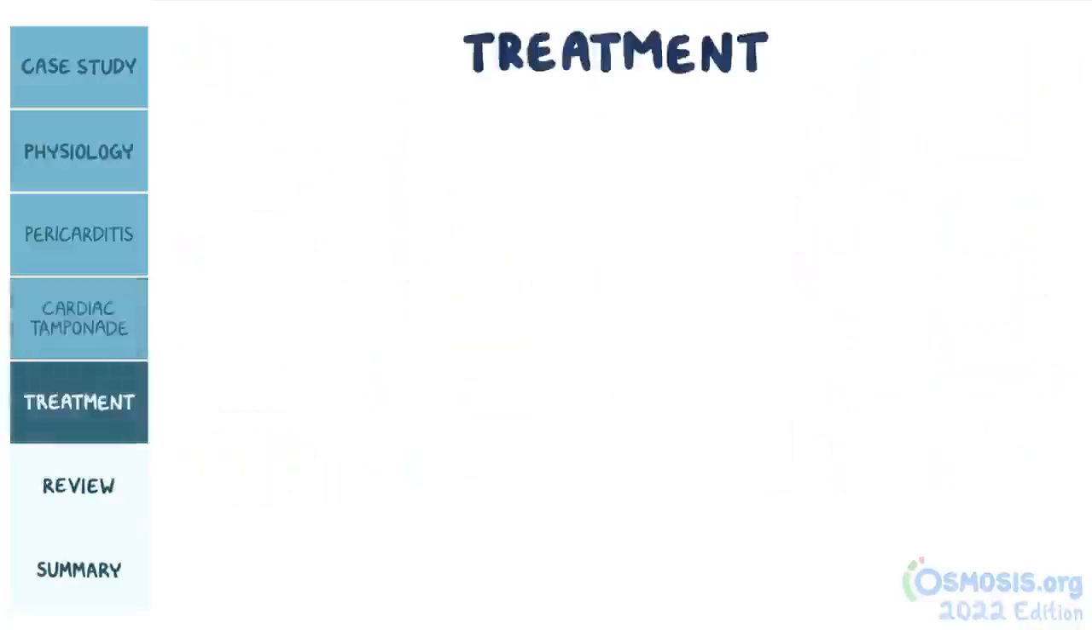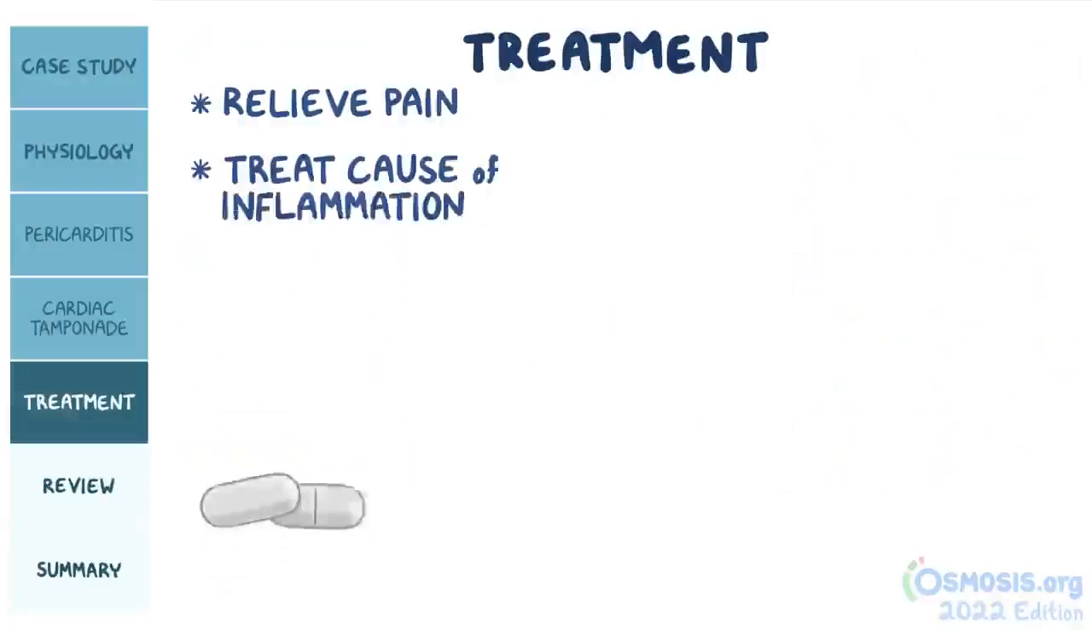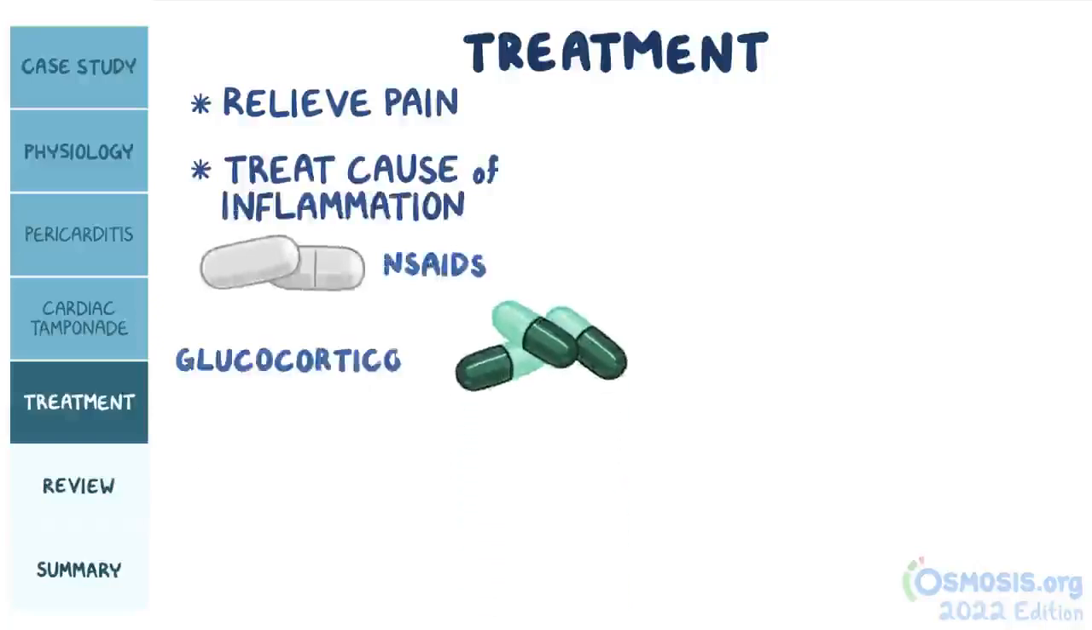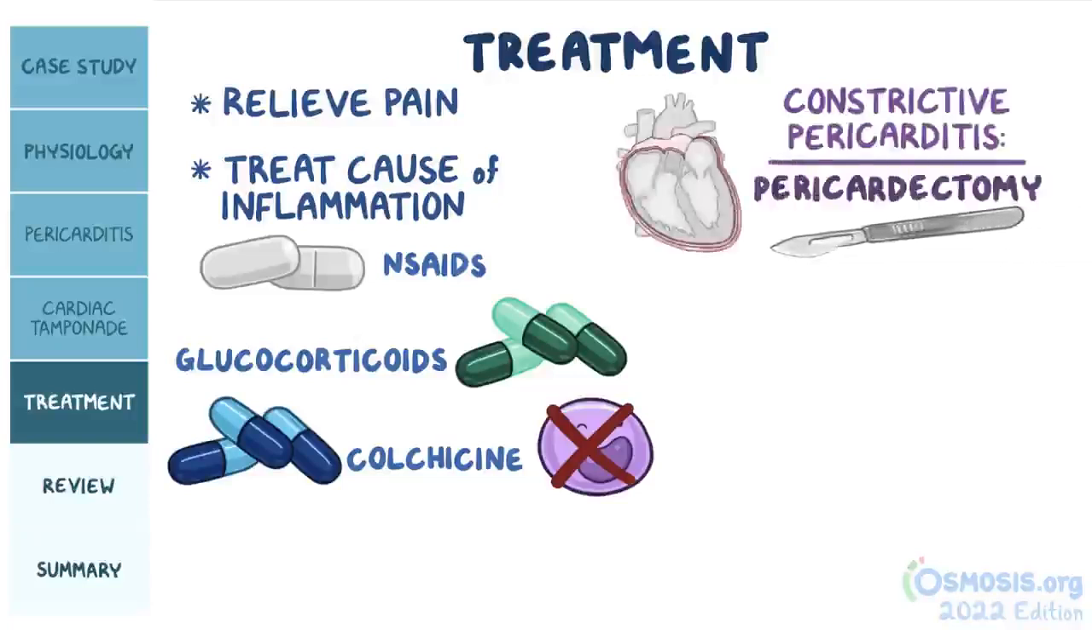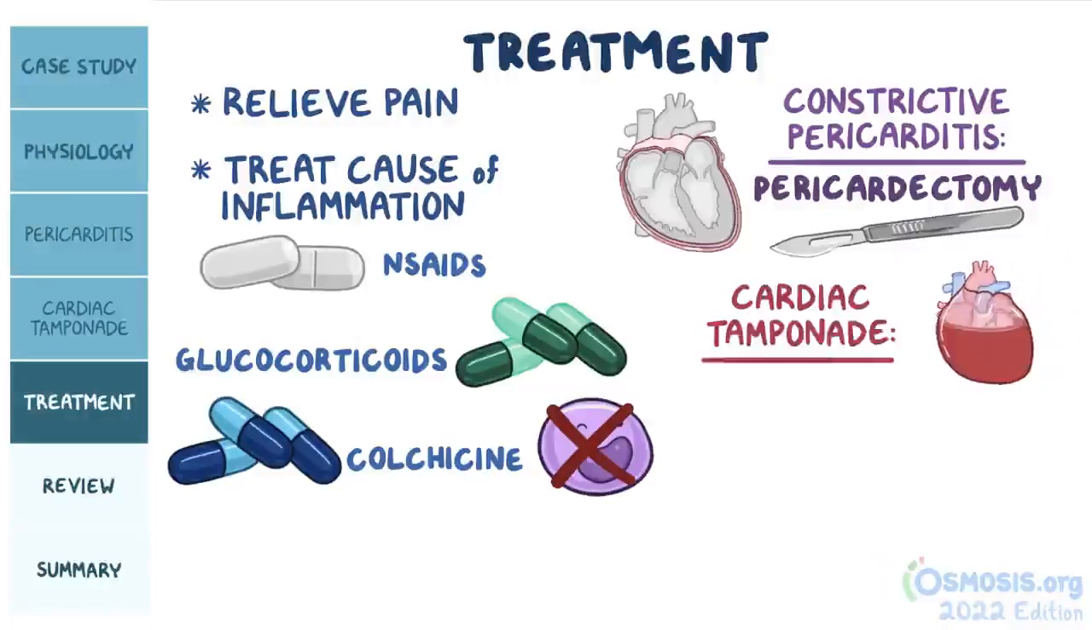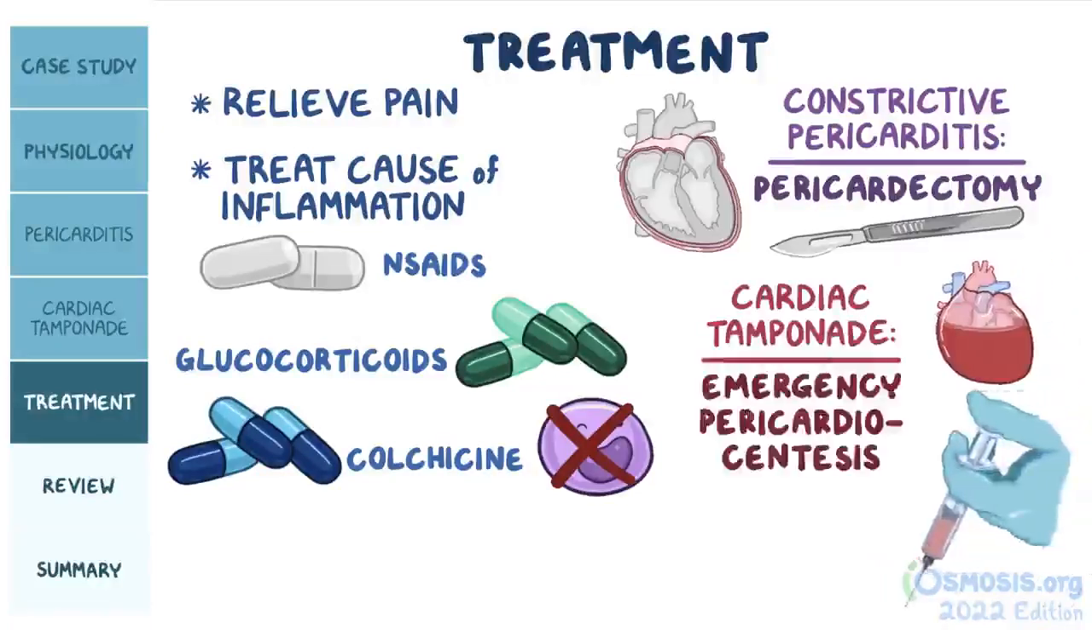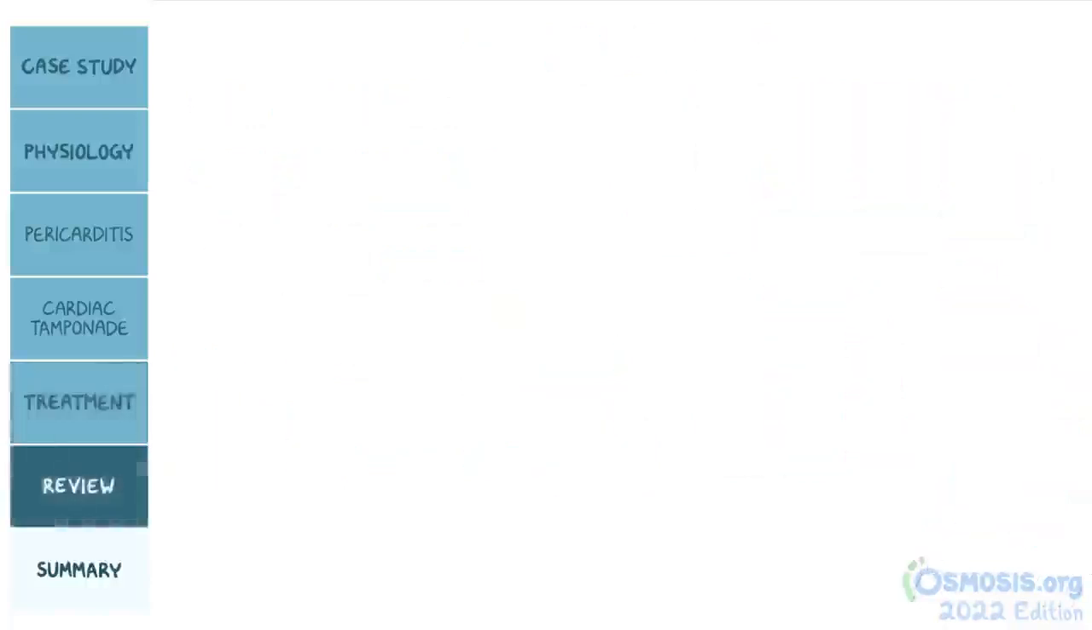In terms of treatment, the main goal is to relieve pain and to treat the underlying cause of inflammation. This is done with NSAIDs or glucocorticoids. Colchicine, a medication that inhibits neutrophil migration, is also used to decrease the likelihood of recurrent pericarditis. Constrictive pericarditis may require pericardiectomy, which is a surgical removal of the pericardium. For cardiac tamponade, an emergency pericardiocentesis can be done by inserting a needle into the pericardial cavity and draining the excess fluid. Okay, let's review.